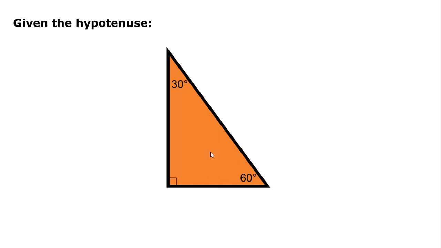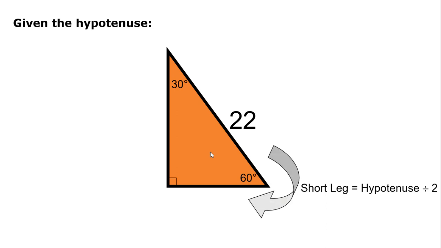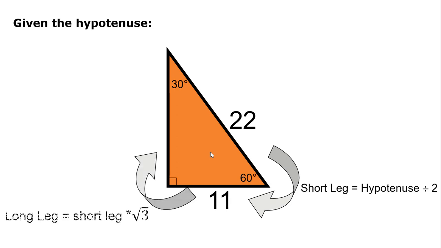What if the given is the hypotenuse? Let's say that the hypotenuse is 22. For you to get the short leg, you simply divide the hypotenuse by 2. So the short leg measures 11. To get the long leg, again, multiply the short leg by square root of 3. So 11 times square root of 3 is simply 11 square root of 3.